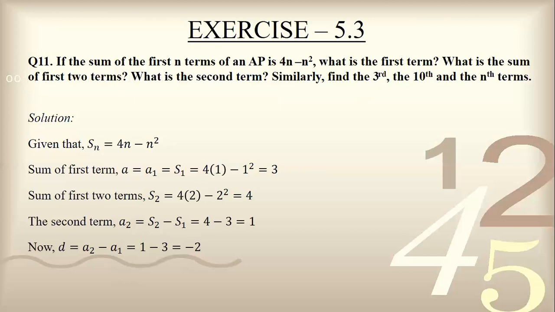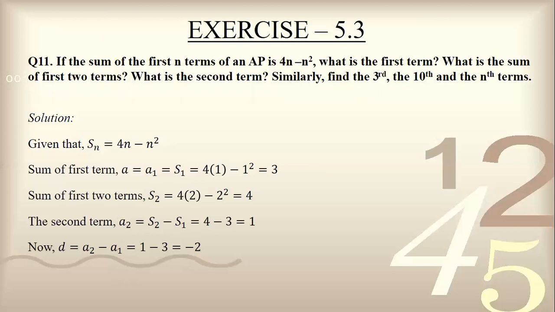Given that Sn is 4n minus n square. In the previous question we had an, here we are having Sn, so let us substitute. 1 will give the first term: S1 equal to 3, which is the same as the first term a. Sum of first two terms means S2. So we'll substitute 2 in the general form, 4 into 2 minus 2 square, which is equal to 4.